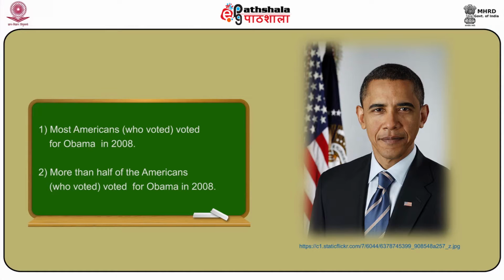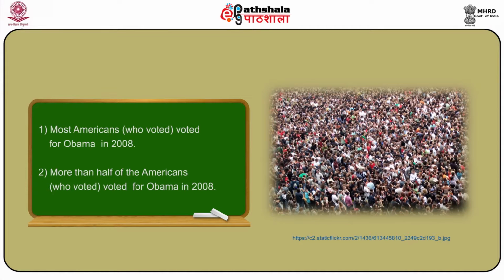Most Americans who voted for Obama in 2008. More than half of the Americans who voted for Obama in 2008 cannot be translated into a statement of first order logic as long as you are quantifying over people and so on. Okay? Now, what does the statement in 17, more than half of the Americans who voted for Obama in 2008, mean? Intuitively, it simply means the following: the number of Americans who voted for Obama is greater than the number of Americans who didn't vote for Obama.